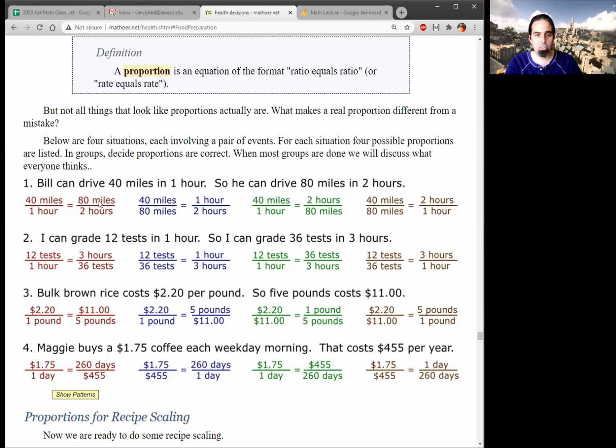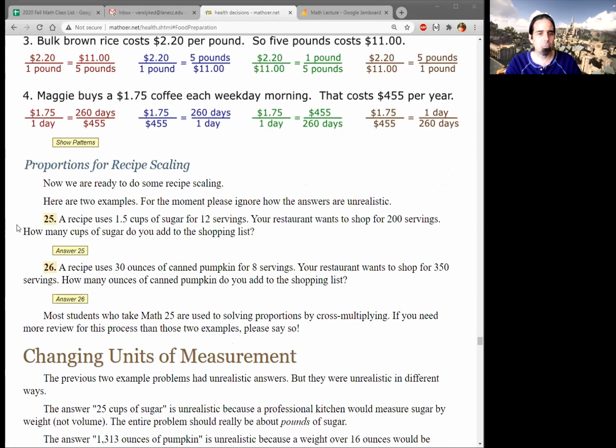If miles is on top, it has to be on top. If hours is on the bottom, it has to be on the bottom. And that way we really can't mess up. The whole reason to do this is it makes a fail-safe thing where we can cross multiply and the math tells us when to multiply and when to divide, so we don't have to guess and maybe get it wrong.